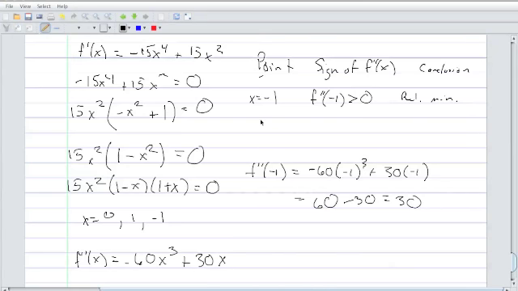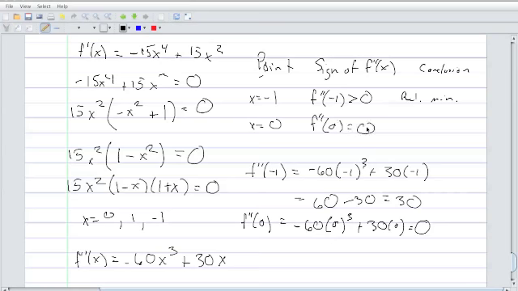When x is 0, our f double prime of 0 is going to be negative 60 times 0 cubed plus 30 times 0, which is 0. So our f double prime of 0 is 0. Here the second derivative test fails.